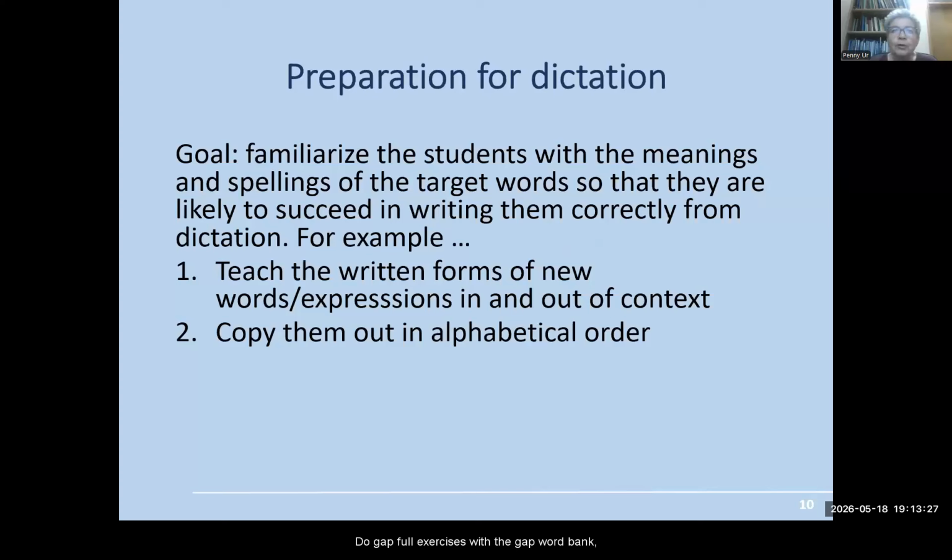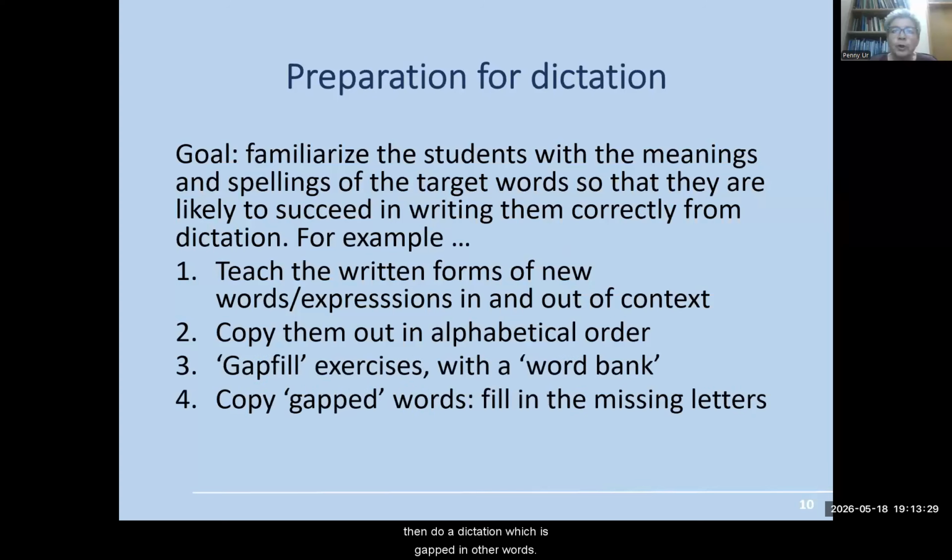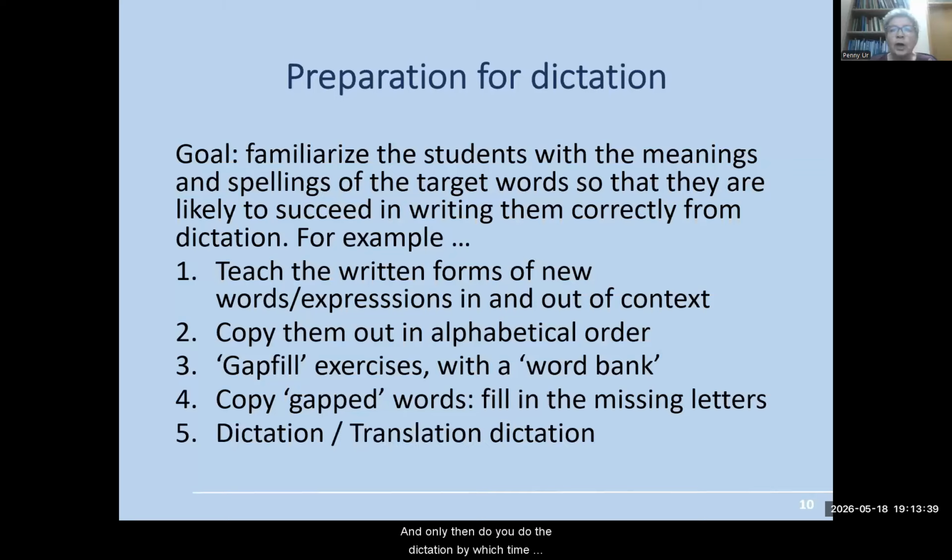Do gap-fill exercises with a gap word bank. Then do a dictation which is gapped. In other words, you give them, say, the first and last letters of the words, or some of the letters of the words, and you ask them to fill in the missing ones. And only then do you do the dictation, by which time they're likely to do it right and see it as reinforcement.